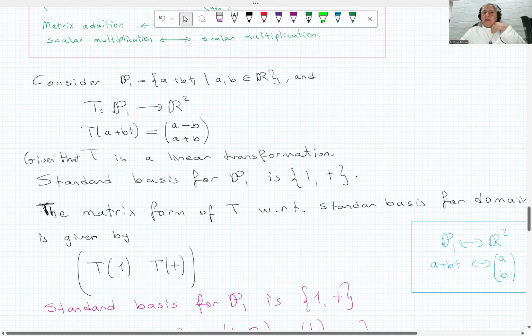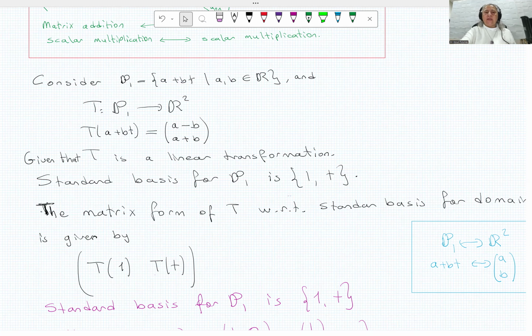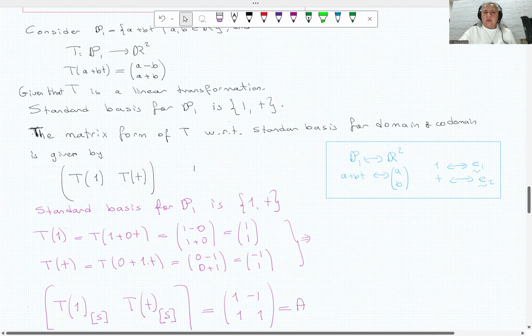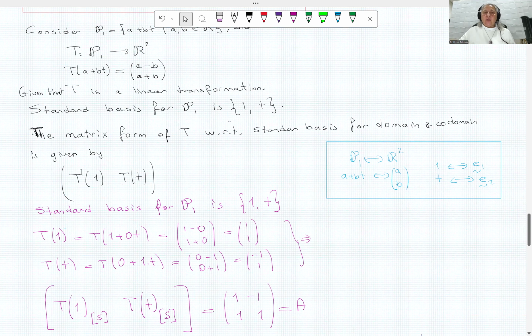So it's spanned by it, and 1 and t are linearly independent because they are not multiples of each other. They are the standard basis. If you want to write down the matrix form for this linear transformation with respect to the standard basis for domain and codomain, we will just calculate T(1) and T(t).